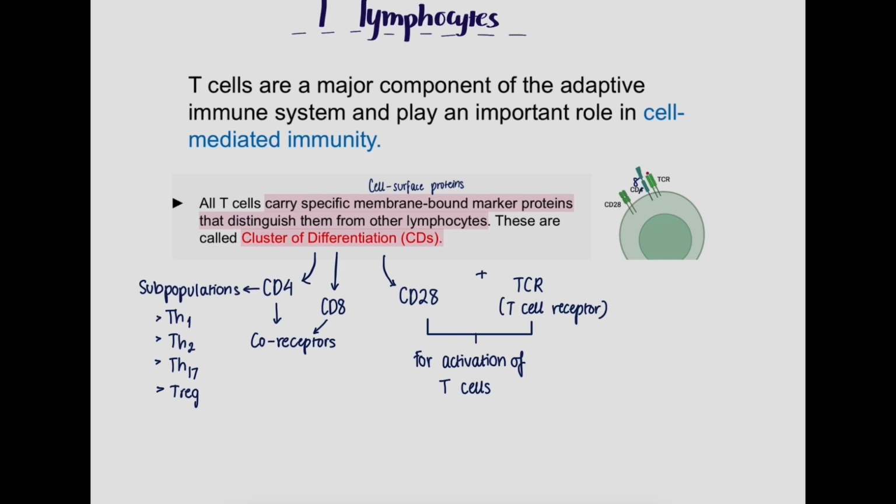And for CD4 cells, we have different subpopulations which are dependent on the cluster of differentiation proteins that they express and the cytokines that they release. And these include T helper 1, T helper 2, T helper 17, and regulatory T cells. Regulatory T cells we're not going to pay much attention to within this lecture.